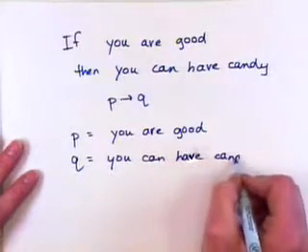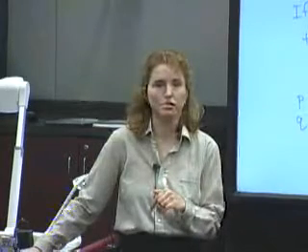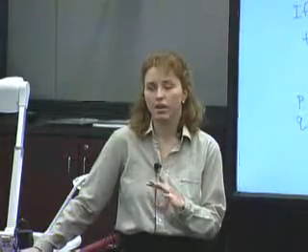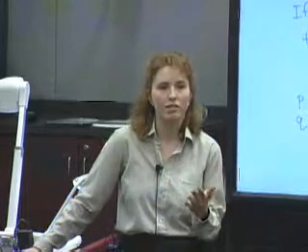P equals you are good, and Q equals you can have candy. Okay? So now let's figure out when your mother lied to you is what this table is about. It's not about whether you get candy or not. Okay? That's what's tricky about this table. Okay? So when did your mother lie?